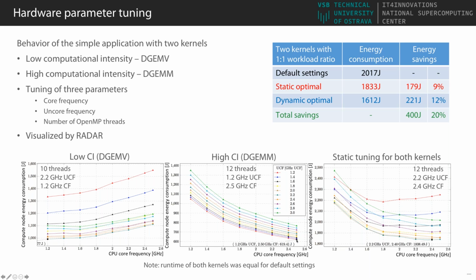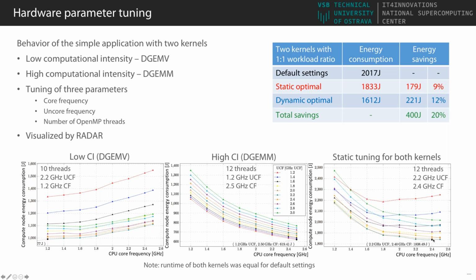And again, you see that for compute bound, high core frequency, for memory bound, low core frequency, and the appropriate uncore frequency. But if I analyze this workload as one, the graphs would look like that.